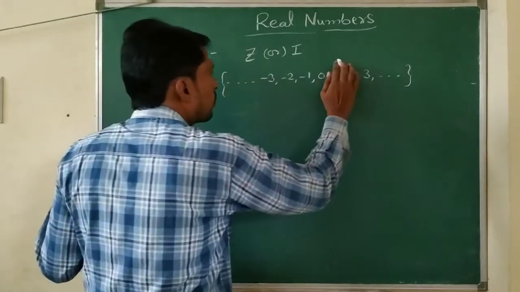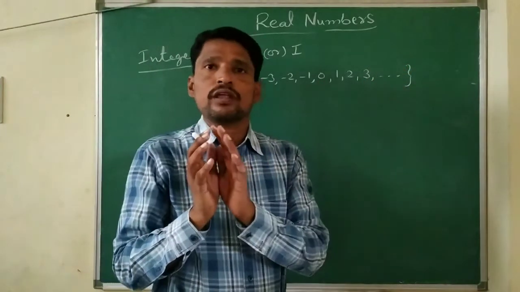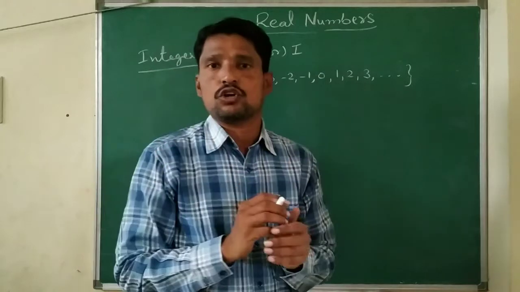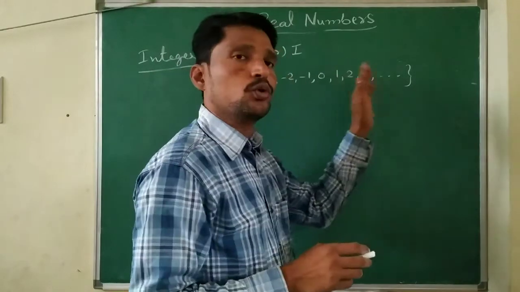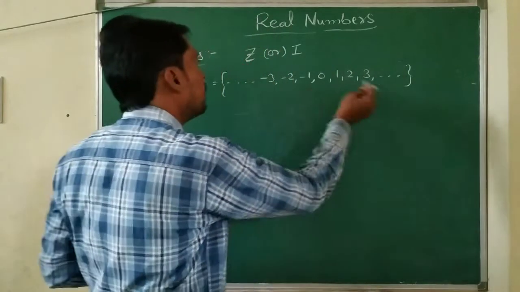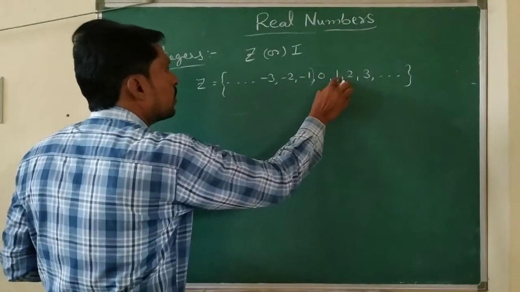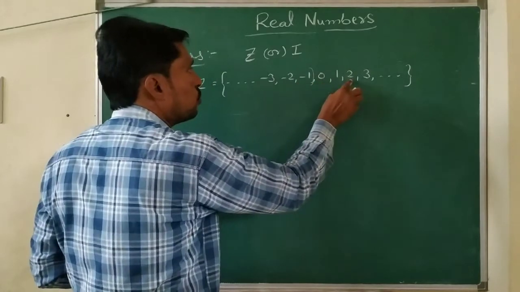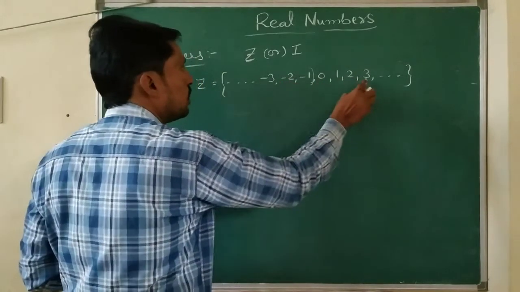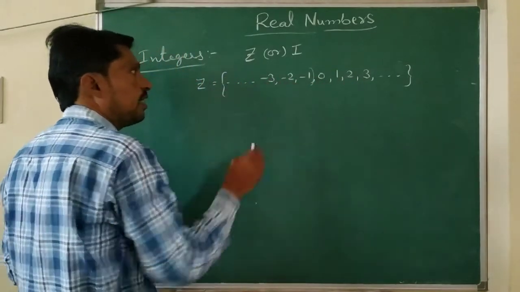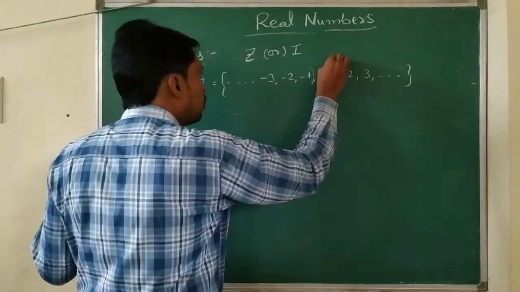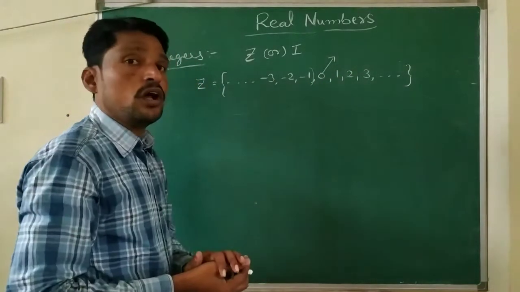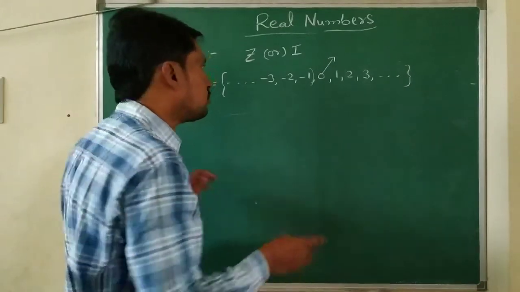Counting numbers means only the positive direction: 1, 2, 3, and so on. And their negatives: for 1, what is the negative? -1. For 2, the negative is -2. For 3, the negative is -3, like that. Here 0 is neither positive nor negative.